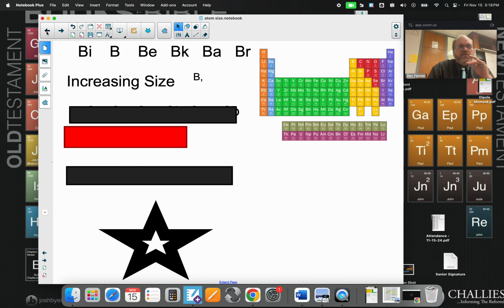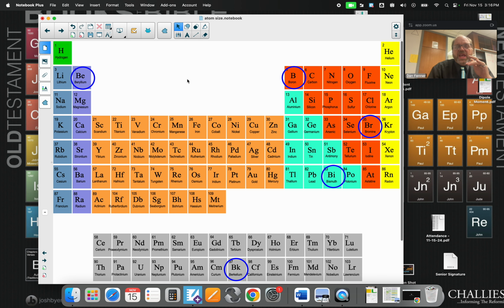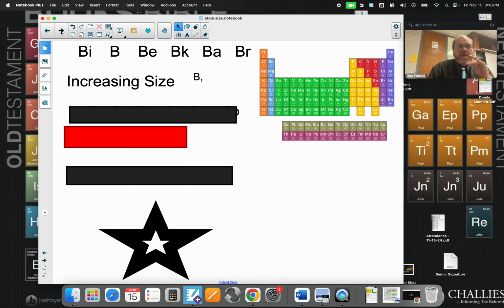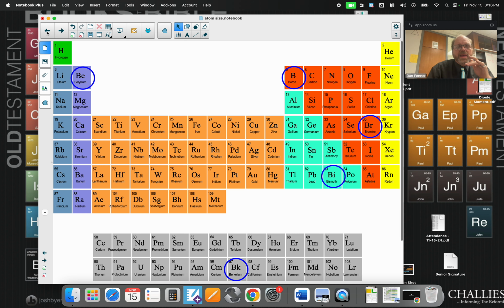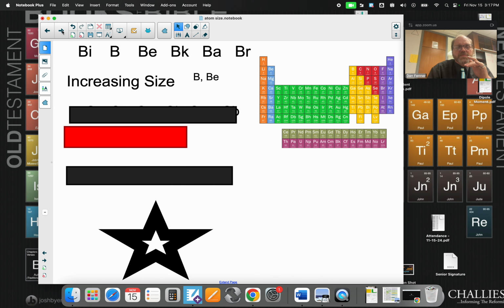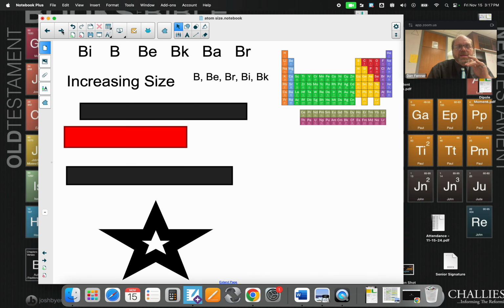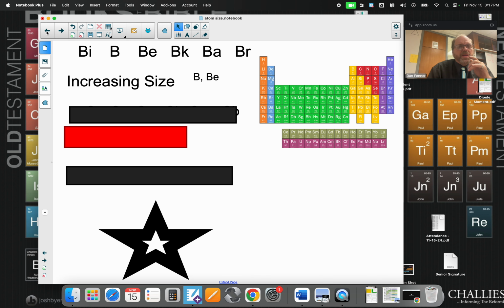Next of them, we go back here in the same row. So next would be beryllium. And then going down a level, bromine would be next. And then bismuth, and berkelium.